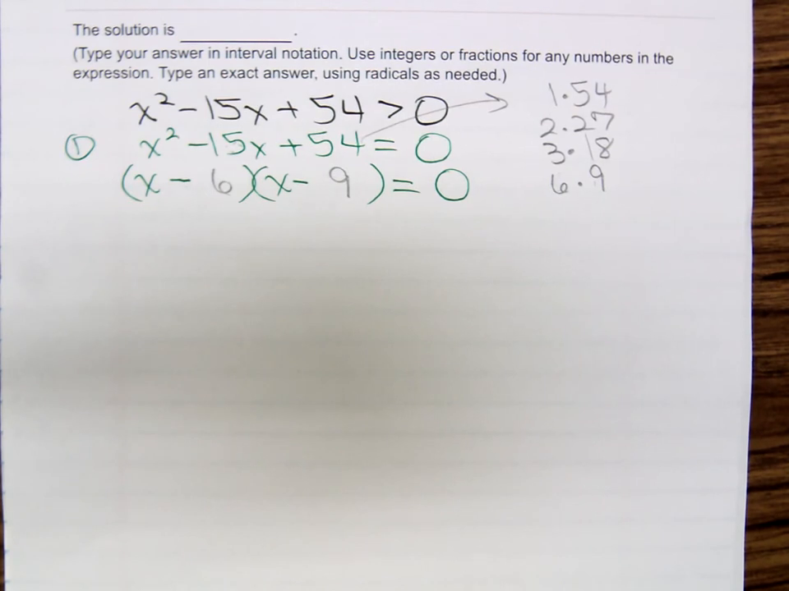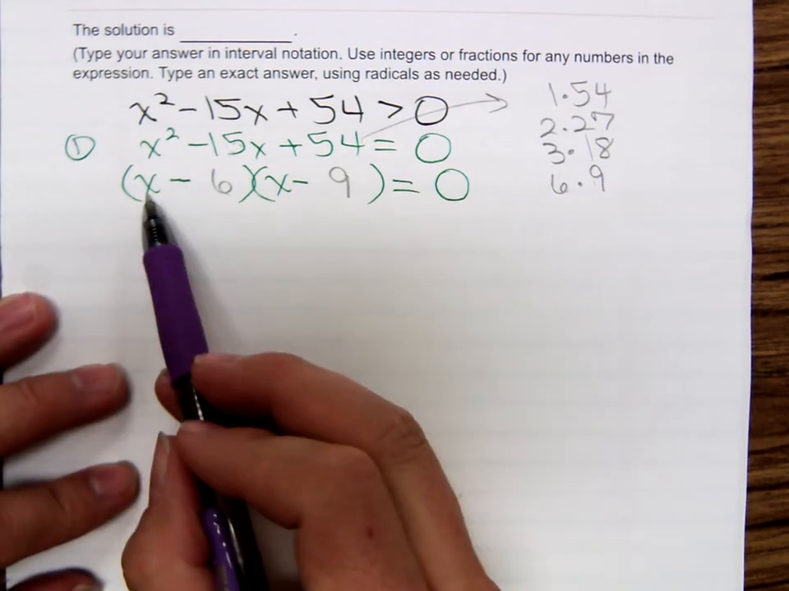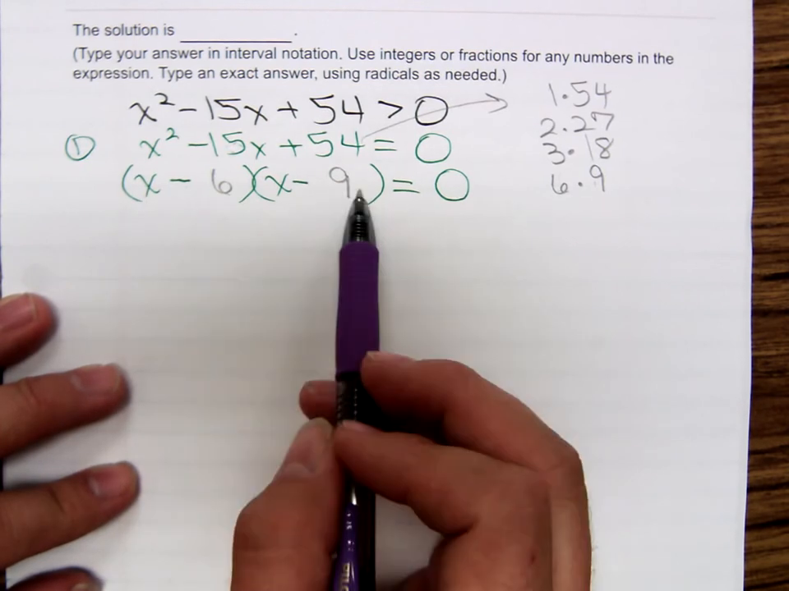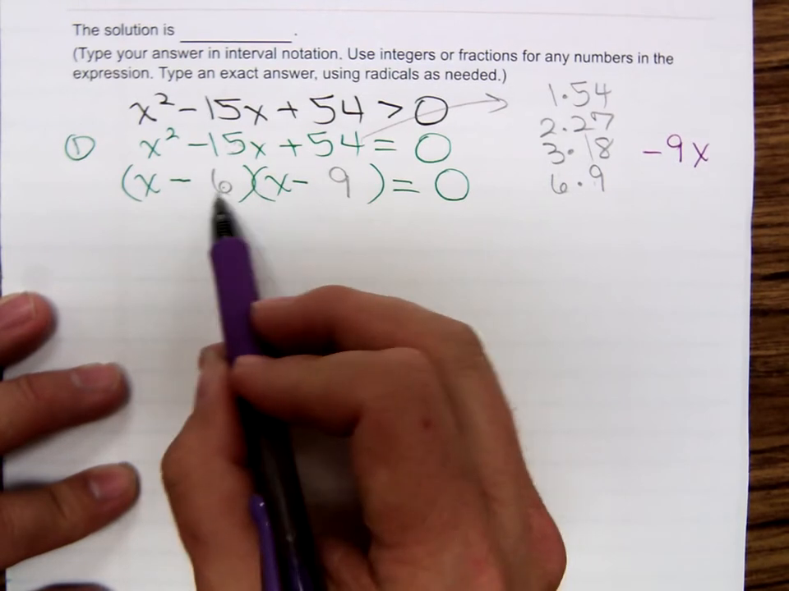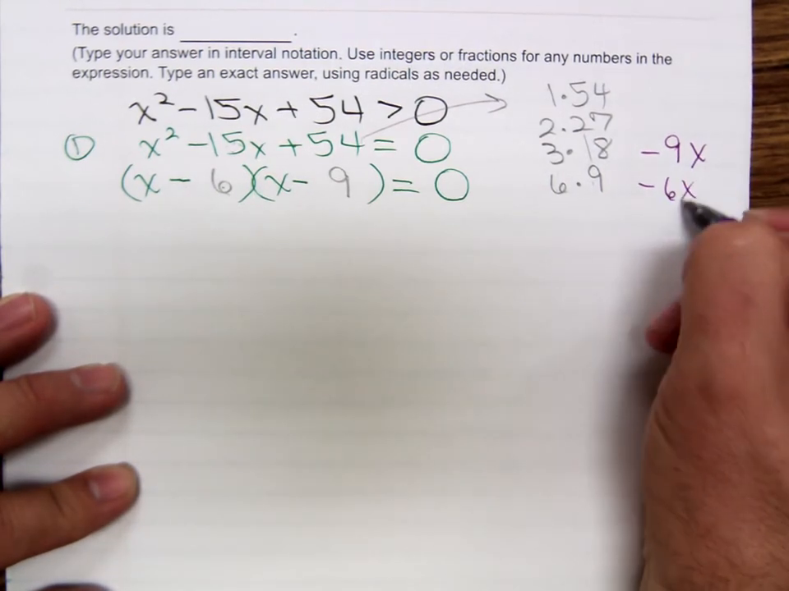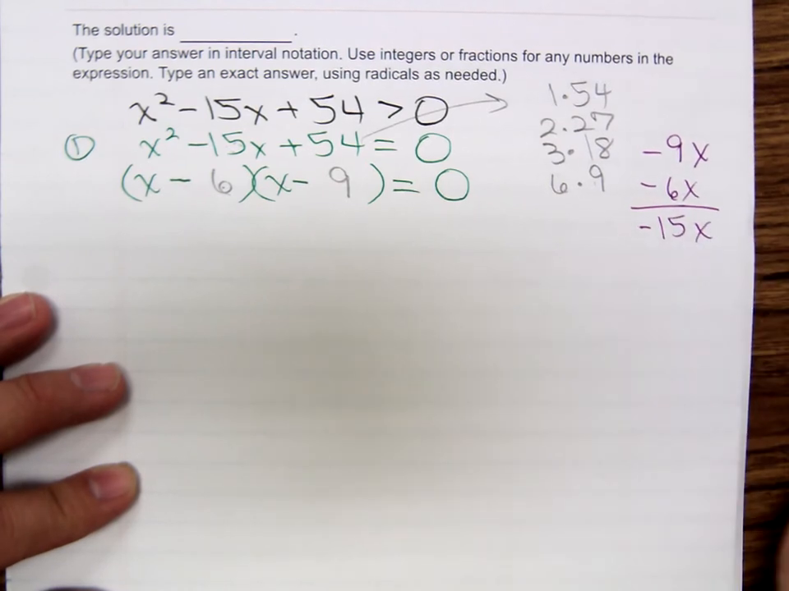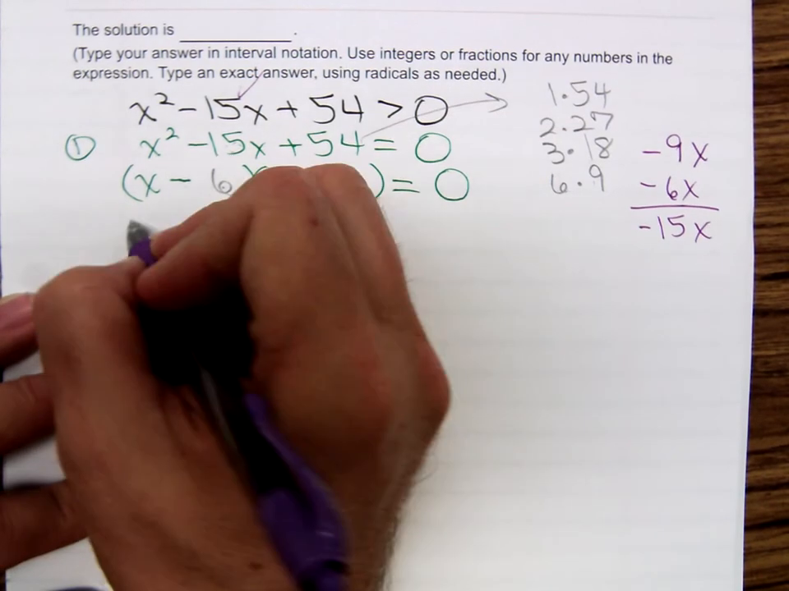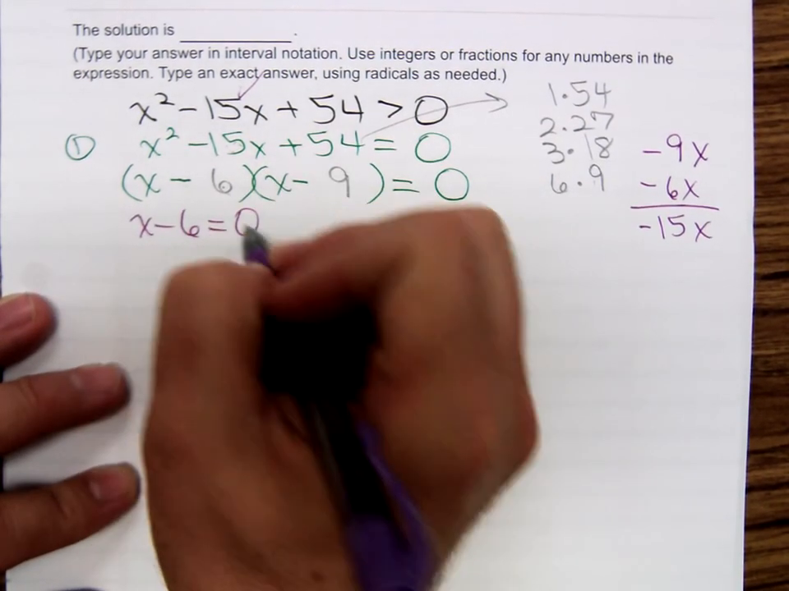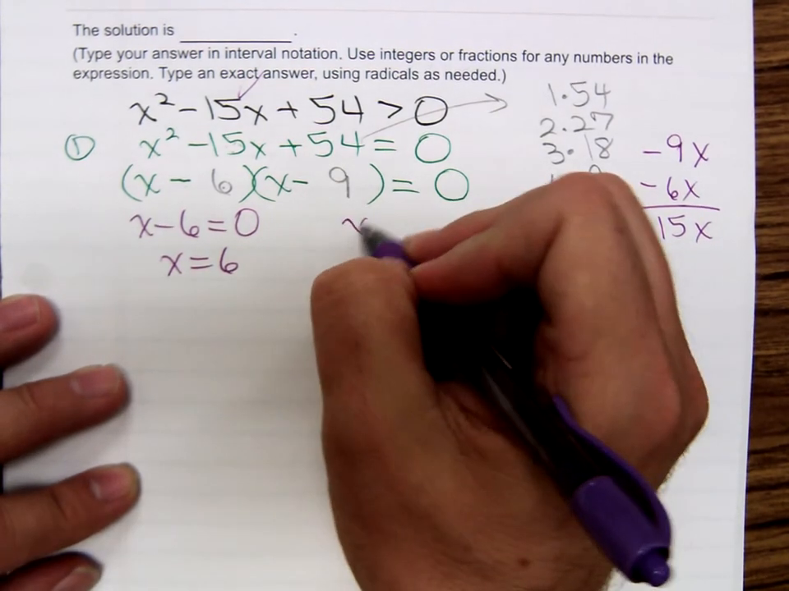Well, this is red, but I guess I'll use purple. Let's check this. What's the outer product? Negative 9x. What's the inner product? Negative 6x. Negative 9x minus negative 6x gives us negative 15x. Is that what we needed? Yes, it is. So set each factor equal to 0 to give us x equals 6, or x equals 9.